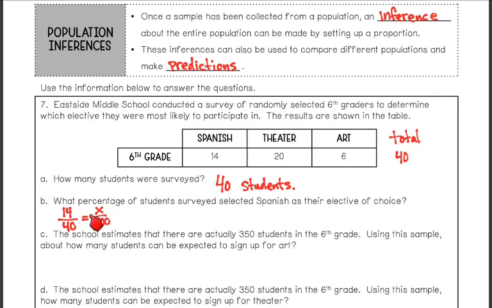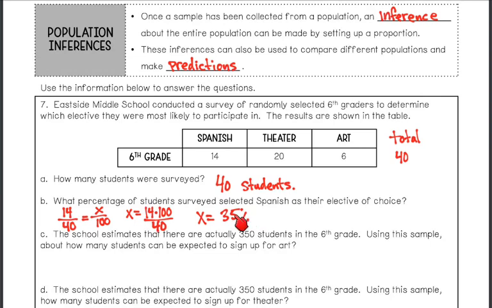And then we set up our cross product. We cross multiply the numbers we know, and we divide by the leftover. So that'd be 14 times 100 divided by 40. And I'm going to write it as x equals 14 times 100 divided by 40. I then take that cross product, I multiply and divide, and I'm going to get x equal to 35%. So that means that 35% of the students surveyed selected Spanish.